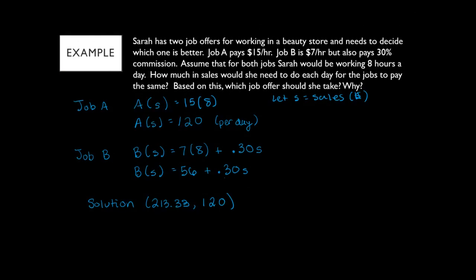So we need to know, well, what does this mean? So S is our input. This is our dollars of sales. And then the output is basically our income, making $120, because that's where we break even with job A, where you make that per day. So Sarah would have to sell, based off of this, $213.33 worth of product. So I'm going to just put that on the next slide here.